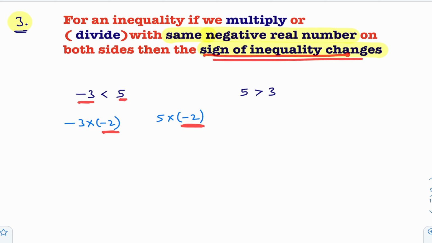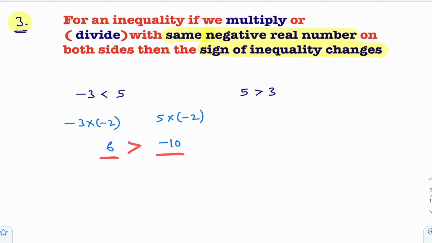As per this property, they are saying the inequality sign changes. That means less than is there, no? Less than changes to greater than. Let's see what will happen. Minus 3 into minus 2 is what? Minus 3 into minus 2 is 6. Okay. 5 into minus 2 is what? Minus 10. You tell the relation between the 6 and minus 10.